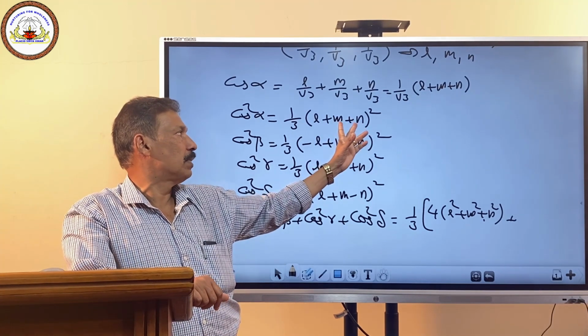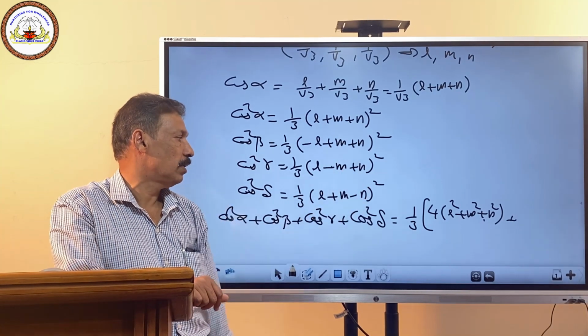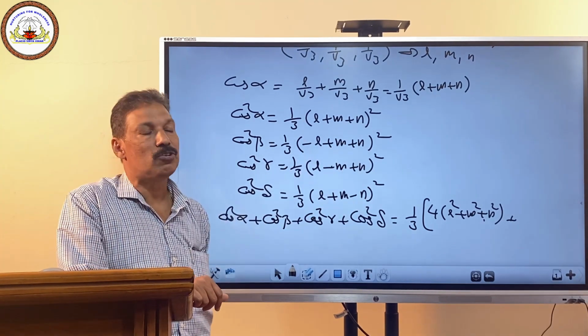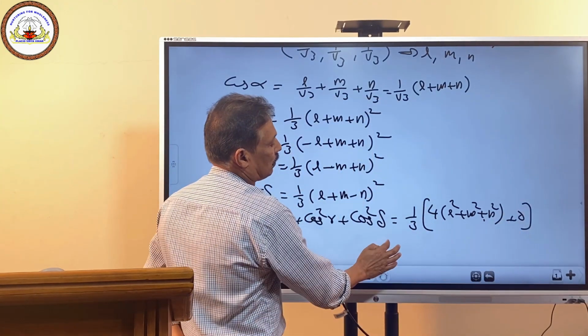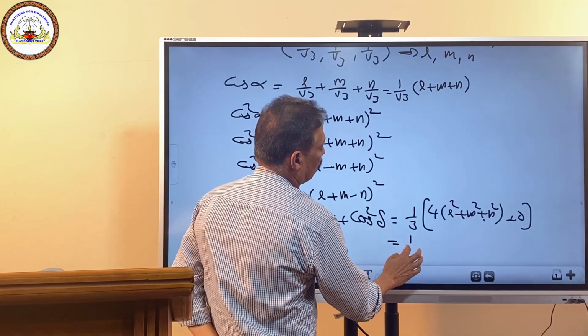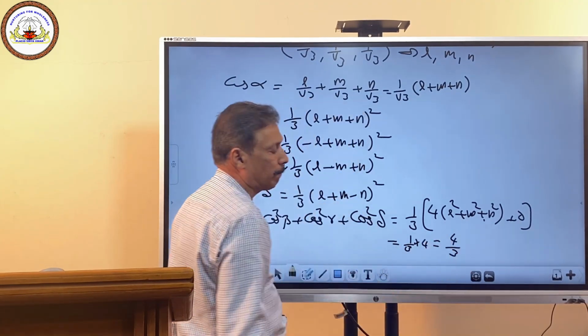Similarly, the 2mn terms: plus 2mn, plus 2mn, minus 2mn, minus 2mn. Then the ln terms are also cancelled. And also l square plus m square plus n square equal to 1, that is 1 by 3 into 4, that is equal to 4 by 3.